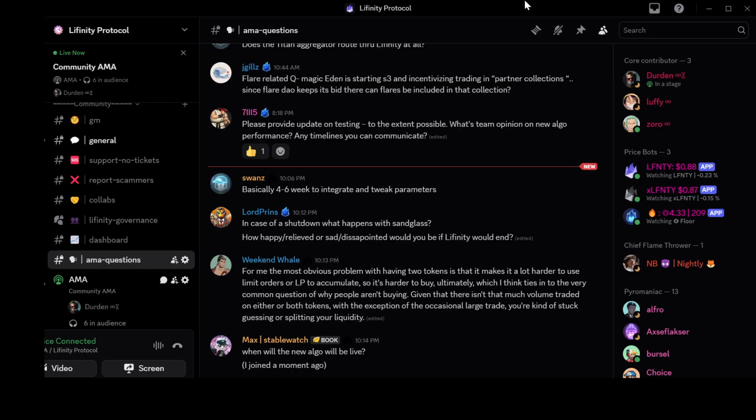Swans asks, or I guess summarizing for everyone, basically 4 to 6 weeks to integrate and tweak parameters. Not exactly sure what you mean by that. Do you mean 4 to 6 weeks from now? So we're looking to deliver the SDK faster than that, 2 to 3 weeks. And then the tweaking of parameters will be an ongoing thing. It won't be a one and done. Same with our V2, we were always tweaking parameters because the best parameters are always moving. It's a moving target. But yeah.